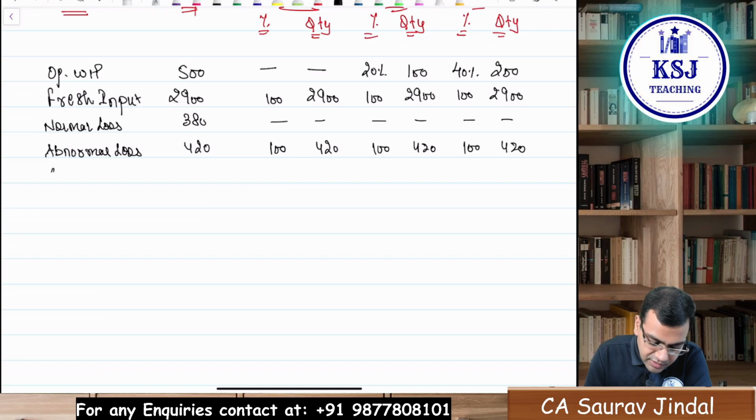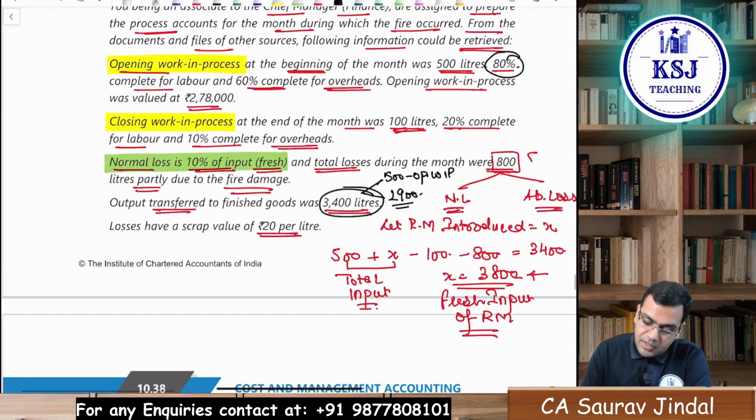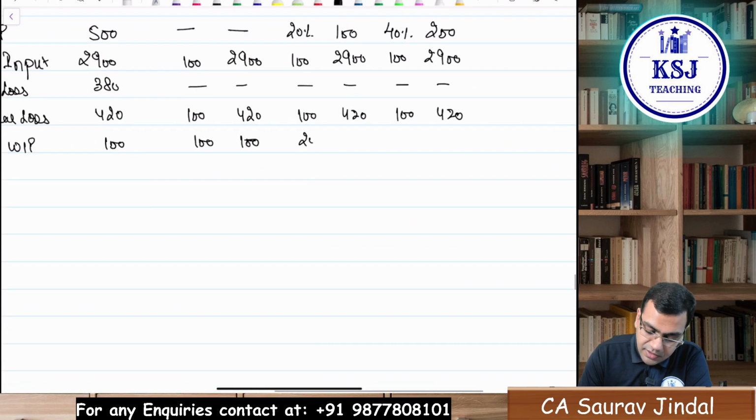Rest will take here closing WIP. The final item will be closing WIP, 100 units, material cost 100%, whereas labor and overheads they say 20% complete for labor and 10% for overheads. Okay, so we'll take here 20% for labor, that is 20, and 10% for overheads, that is 10.